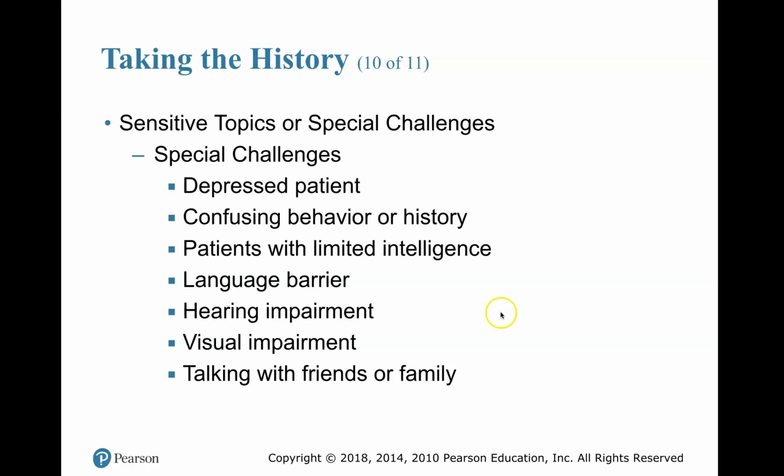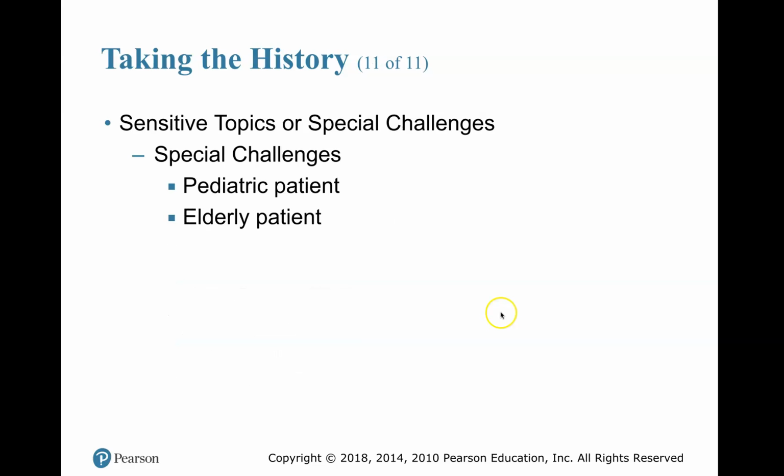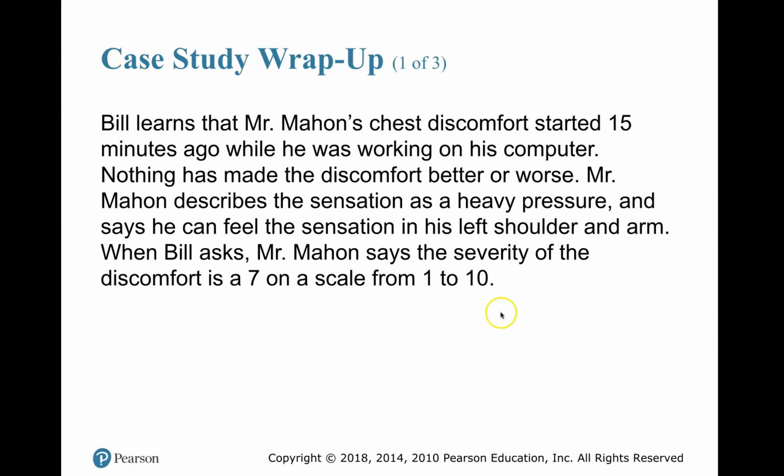Confused behavior or history. Patients with limited intelligence. A language barrier. Hearing impairment. Visual impairment. Talking with friends or family. They don't want to talk to you. They want to talk to their mom and dad or brother or sister. Pediatrics and elderly. They're special individuals. With pediatrics, you don't want to take them away from their parents because their parent may be able to calm them down better than you. All that stranger danger stuff. And then elderly patients, they're very prideful. They think that they should be helping you instead of you helping them. Okay? It's the way they operate.